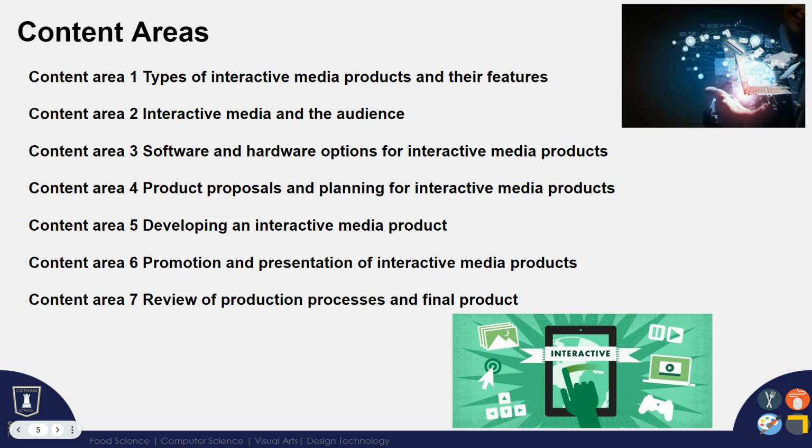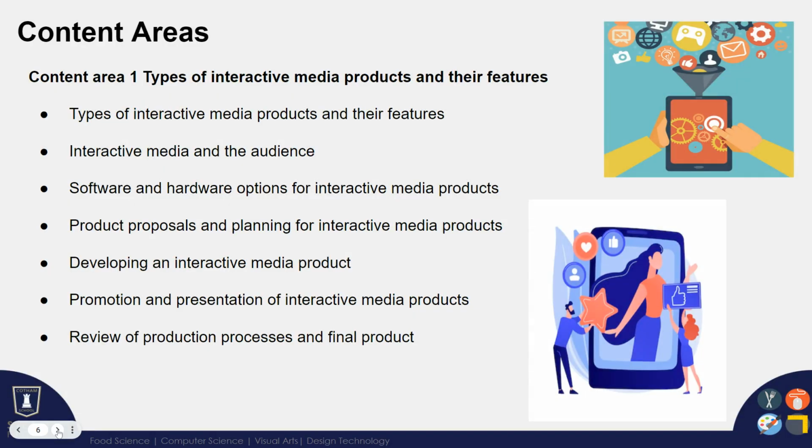Content area 5, developing an interactive media product. And content area 6, promotion and presentation of interactive media products. And content area 7, review of production processes. Now, the whole 7 areas will be assessed in the exam, and the whole 7 areas will be utilised in the non-examined assessment. Each of the slides that follow will bullet point the types of features that are in each content area.